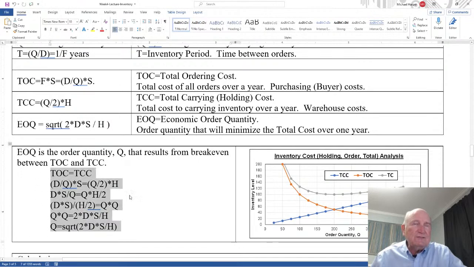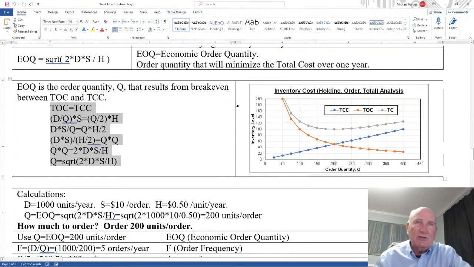Okay, this derivation is not important. You'll not see it on the homework. You won't see it on the exam. I'm doing it in the lecture to be complete so you can see where it came from, so it's not just pulled out of the air. It's actually derived from a break-even analysis on the graph and a little bit of algebra. Another way to derive it is using calculus, but we won't go into that.